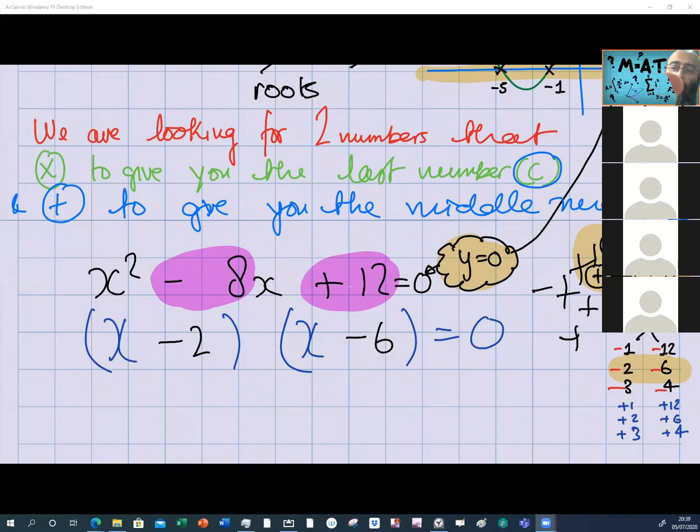Okay, let's just get rid of all those little crosses. Okay, lovely. Now, Eliza, how do I finish the question off? We've done the factorizing part.